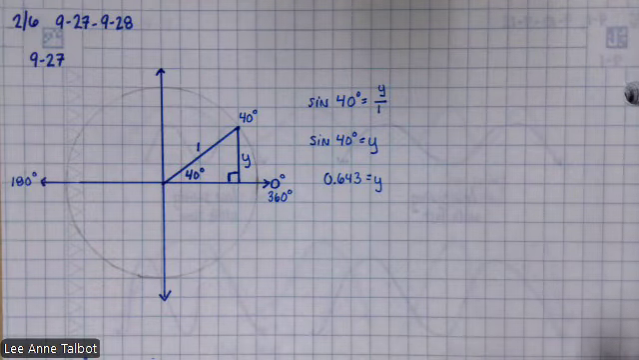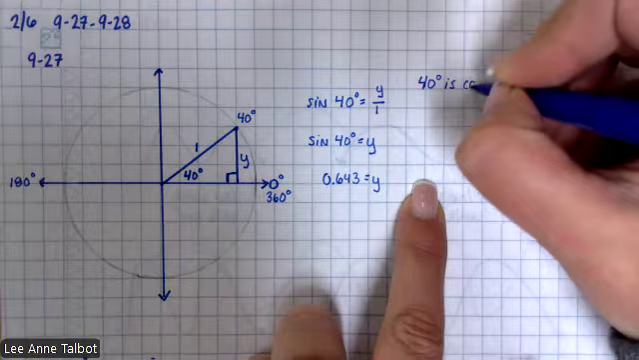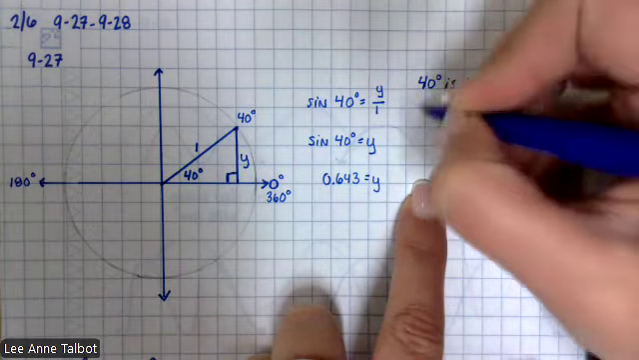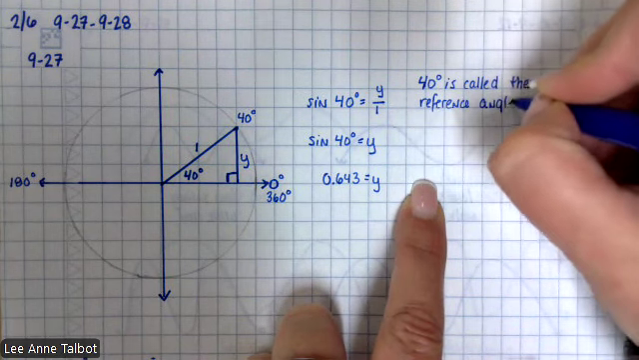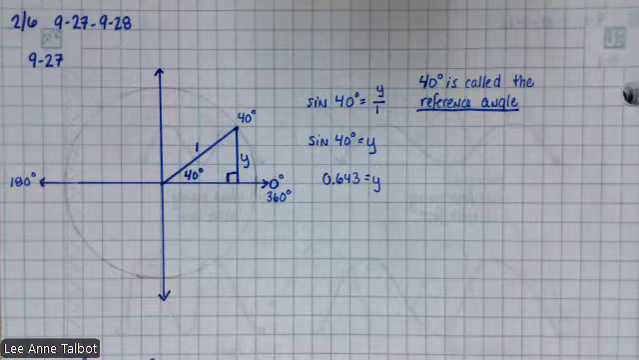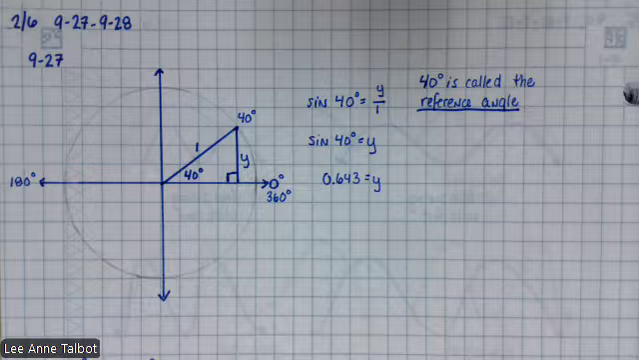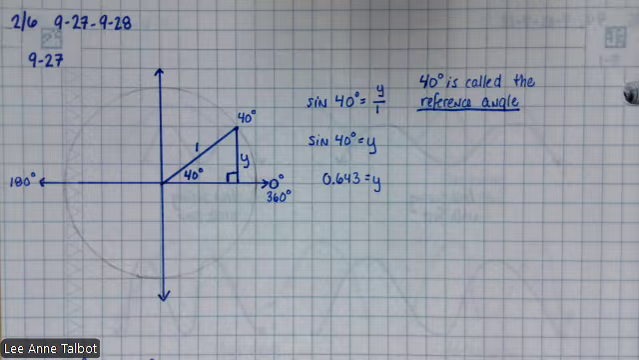Okay, now I need to teach you some vocabulary. The first thing we're going to say is that 40 degrees is called the reference angle. Reference angle. And here's the fun bit. There are actually 4 triangles in this picture that have a reference angle of 40 degrees. Let me say that again. There are 4 triangles in this picture that have a reference angle of 40 degrees.